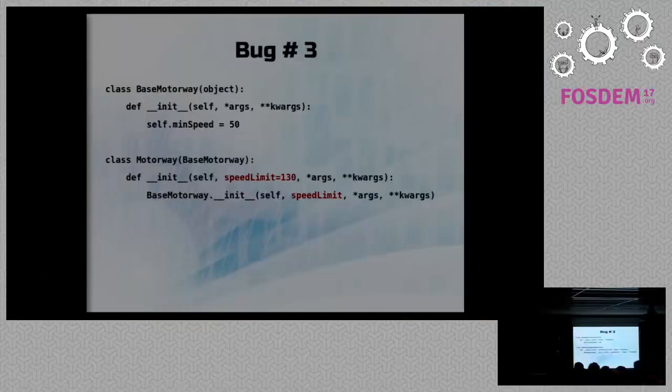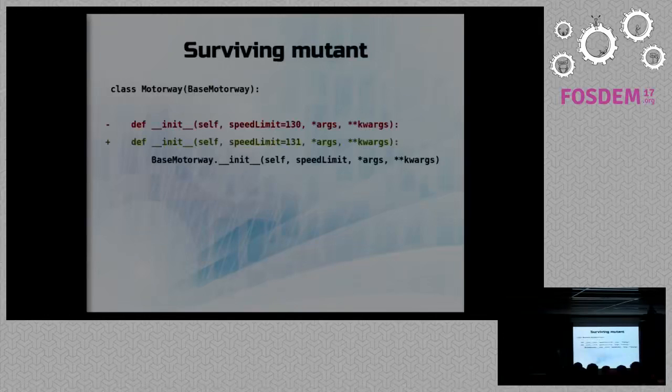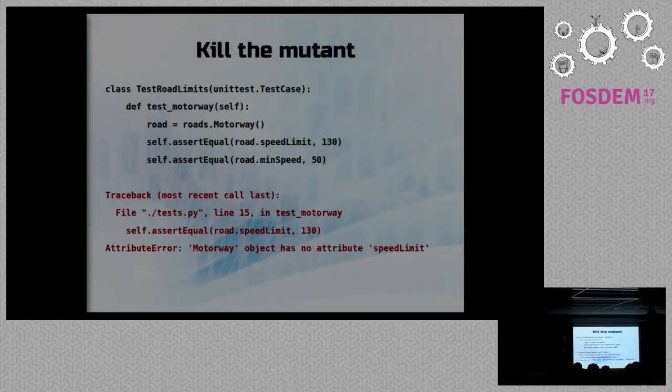Another possible bug, very close to the previous one, is again I have two classes. The second class inherits from the first one. Again, I have a parameter with a default value, and this time, notice, I am actually sending this to the init method of the parent class, and everything must be fine. I run this through my mutation testing tool. I get the same surviving mutant, so again I write the same type of test, create an object, and assert what the default values of the attribute should be.